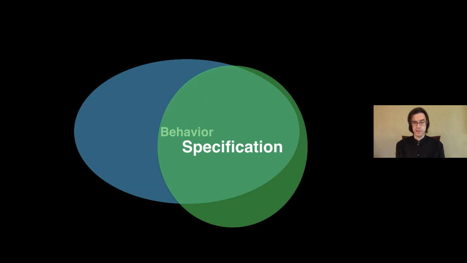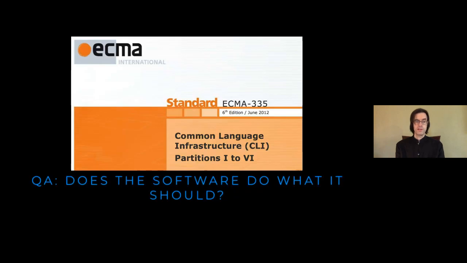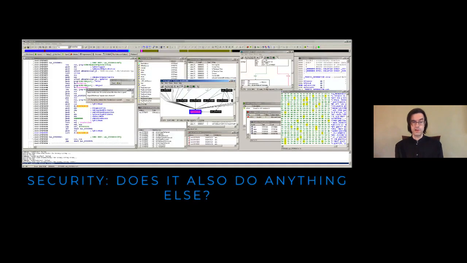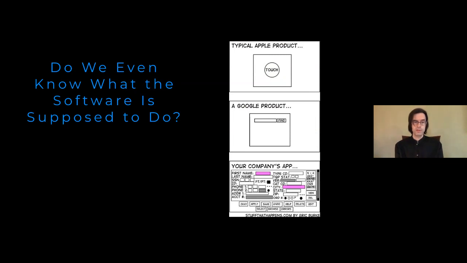Security analysts, on the other hand, are interested in areas where the behavior falls outside of the specification, but also where the specification is self-contradictory. So to recap, a QA asks, does the software do what it should? A security analyst might ask, does it also do anything else? And I think everyone should ask, do we even know what the software is supposed to do?